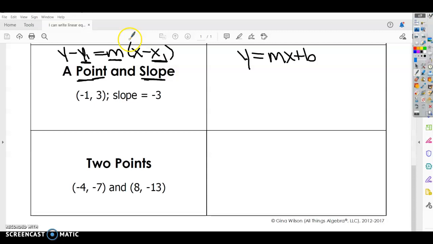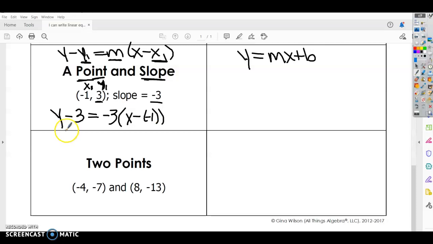So to put it in this form, this is our x and our y, and these ones just mean from point 1. We only have one point, so they're both x and y from point 1. All right, so y minus y1, our y is 3, so y minus 3 equals m, which is our slope, -3, times x minus our x from our point, which is -1.